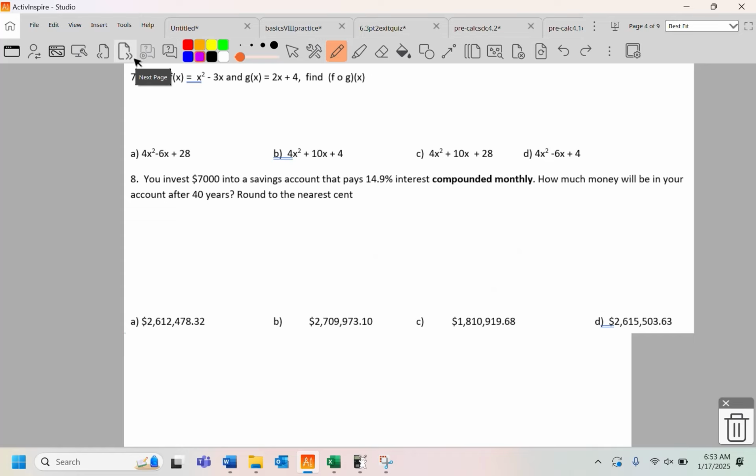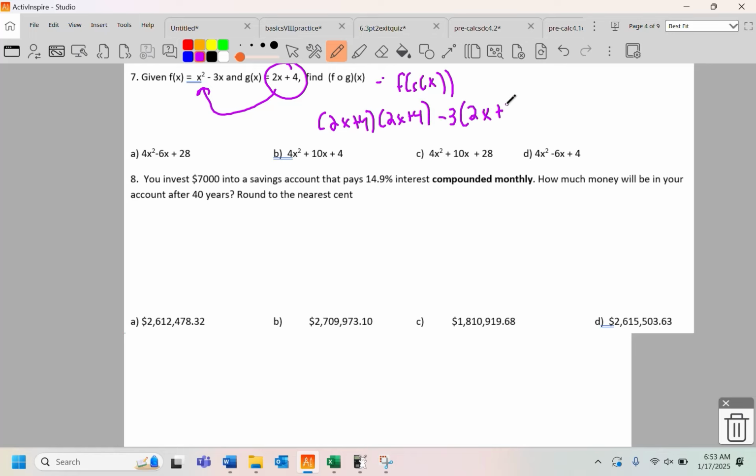Here we have f of g of x, more affectionately written as f parentheses g parentheses x, close, close. So we're going to take all of this and put it right there. And it's squared. If something's squared, you write it twice, and you FOIL. So 2x plus 4 times 2x plus 4, and then minus the 3 times the 2x plus 4, and then you FOIL.